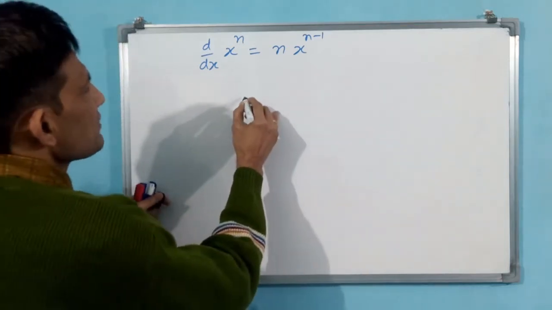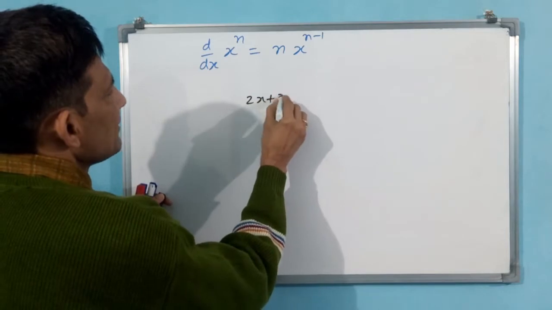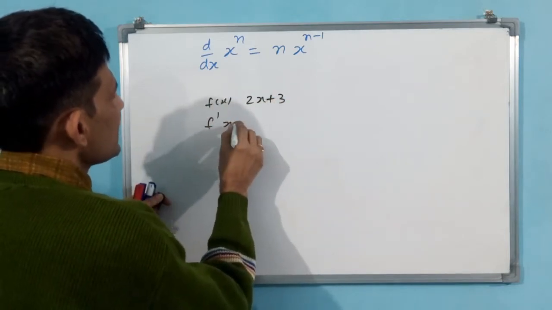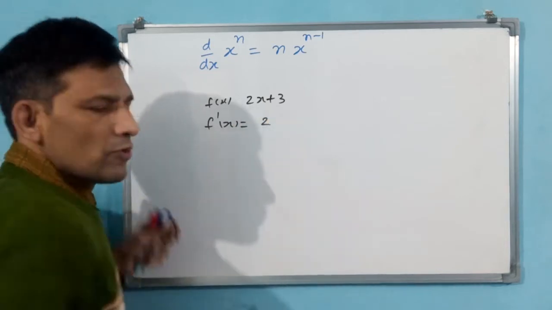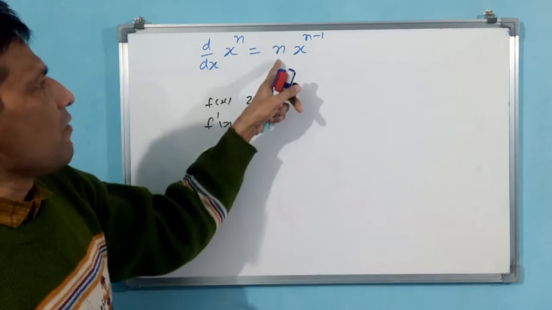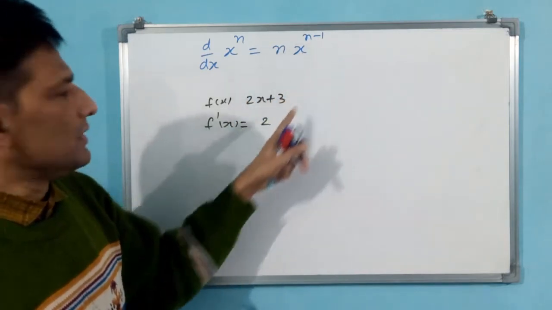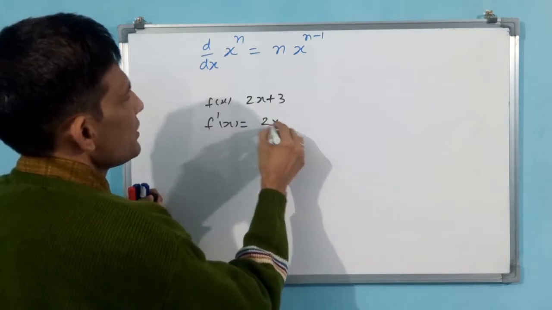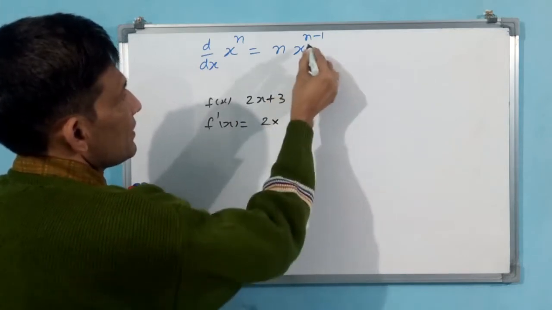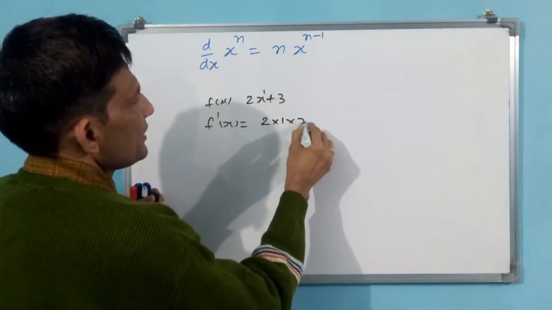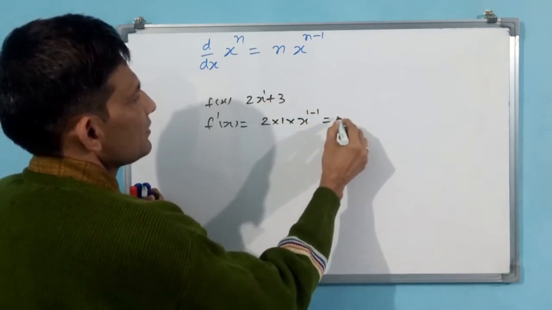We have seen 2x plus 3 as f of x. Then in one step, how can we write f dash x is equal to 2? Why? Because x power 1 is there, 1 into x power 0. See what I am writing: 2 into x power 1 is there, that means 1 into x power 1 minus 1, that is equal to 2 only.